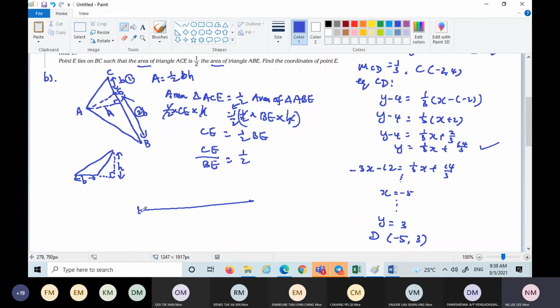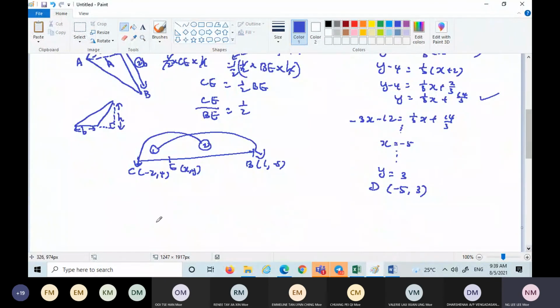So I'll draw it out this way. This is point C, with coordinates -2 and 4. E is here, and then B is here, 1 and -5. Here is one portion and this is two portion. Do the cross multiplication, let's say this is X and Y. This crosses with this, and this crosses with this, and you will get the coordinates. The answer, you try to do by yourself. The answer for E is -1, 1. Any question for me so far for question number 3?